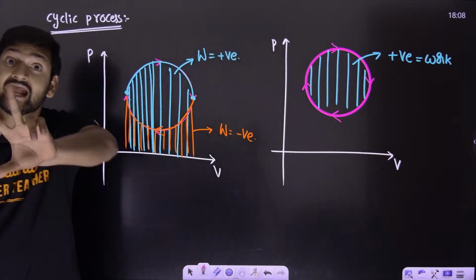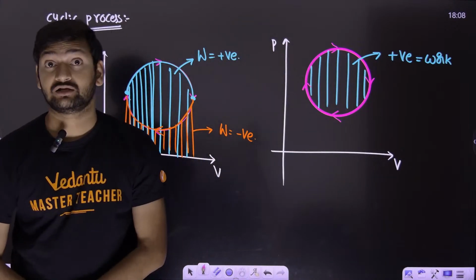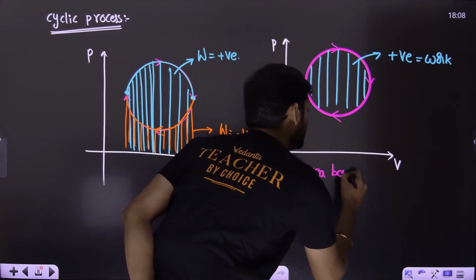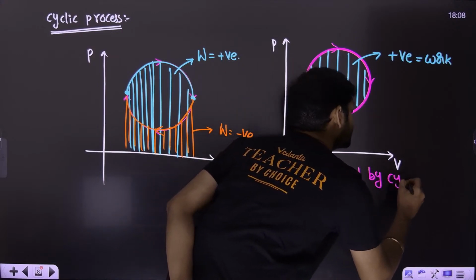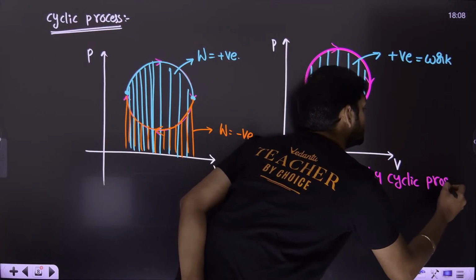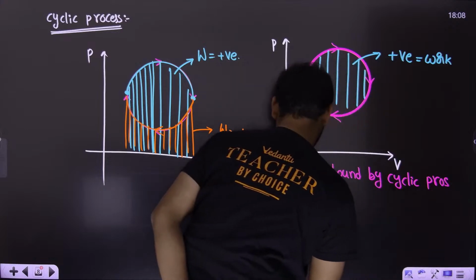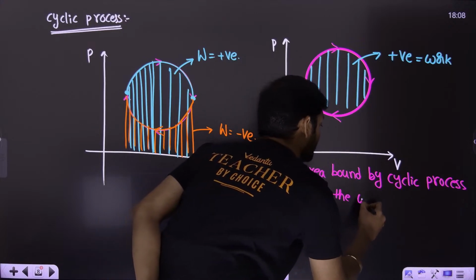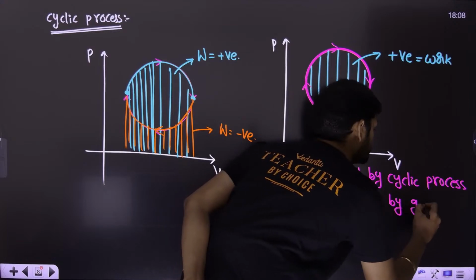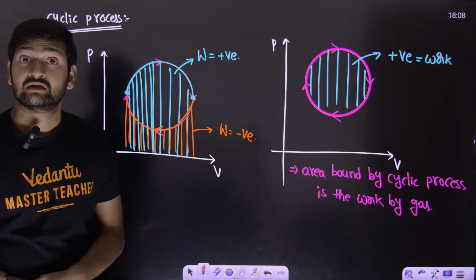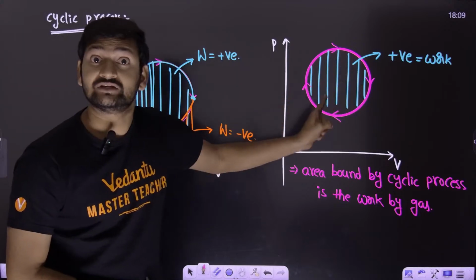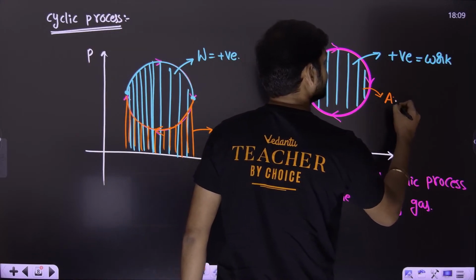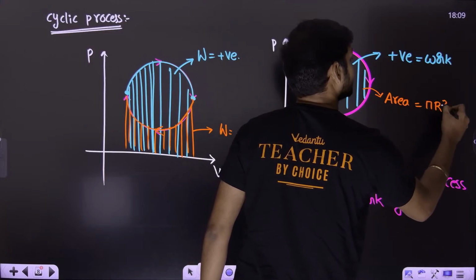So one interesting thing which you have got is, in a cyclic process, the area bound by the cyclic process is going to come out to be the work. And in this case, it is positive. Area bound by the cyclic process is the work by the gas. Second thing is that, if you talk about the area of this, as it is a perfect circle, what will be the area of this one? It is going to be pi r square.